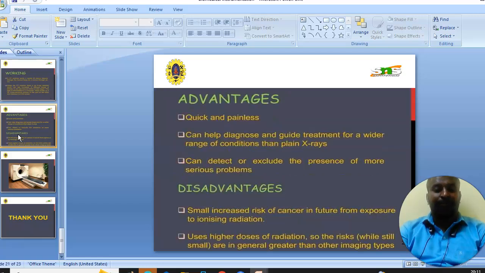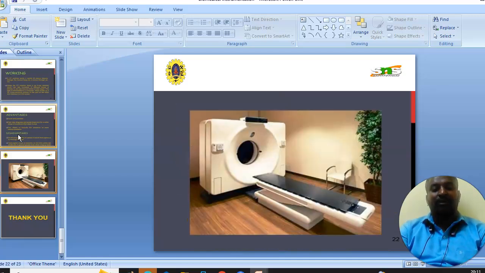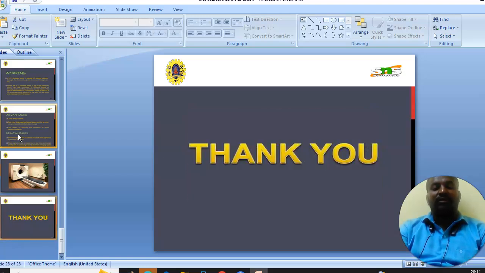Advantages are that it is quick and painless, can help diagnosis and guide treatment for a wider range of conditions than plain X-rays, and can detect or exclude the presence of more serious problems. Disadvantages are a small increased risk of cancer in the future from exposure to ionizing radiation. It uses a higher dose of radiation, so the risks are in general greater than with other imaging types. The corresponding images are shown. Thank you.